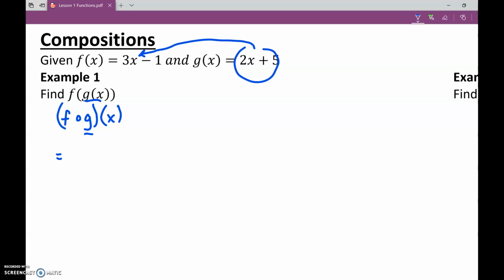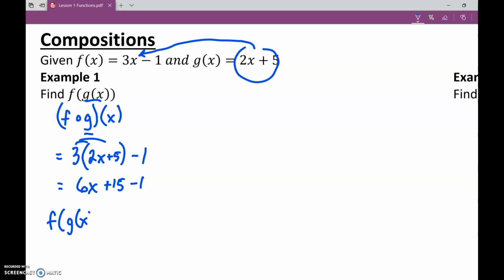So to do that, I'm going to have 3. Now take your g function, plug it in for x here, and then simplify this as much as we possibly can. So I'm going to distribute. And then I'm going to combine my constants here, so the composition of f with g is equal to 6x plus 14.